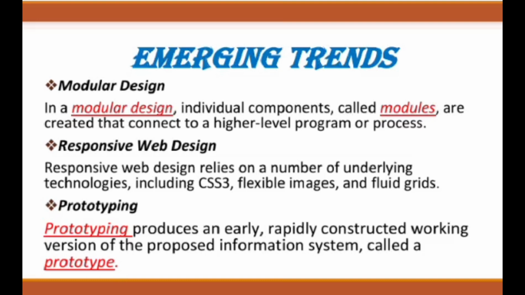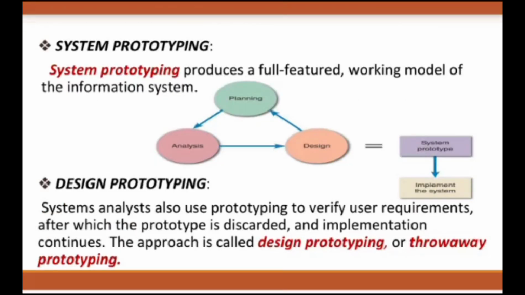Prototyping produces an early, rapidly constructed working version of a proposed information system, called a prototype. System prototyping produces a full-featured working model of the information system. These methods create a fully functional model of the entire information system. The process typically involves planning, analysis, and design.